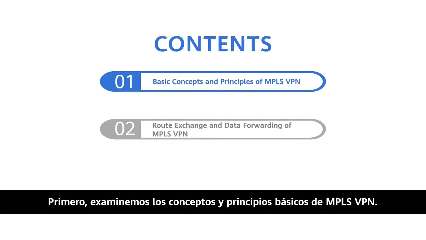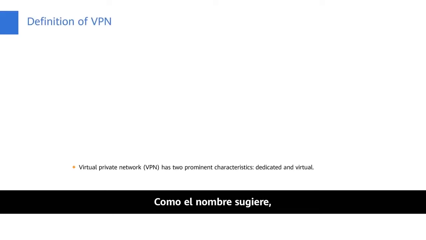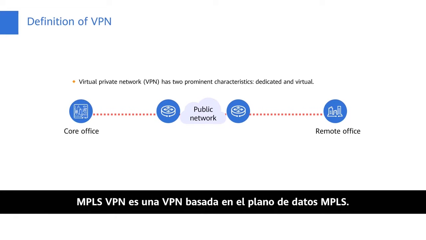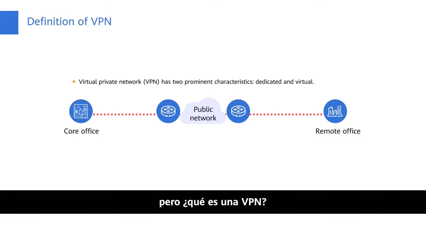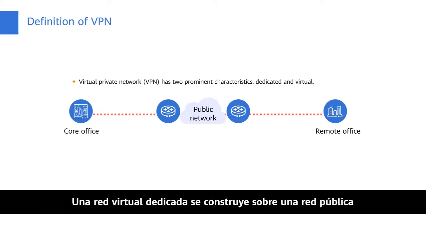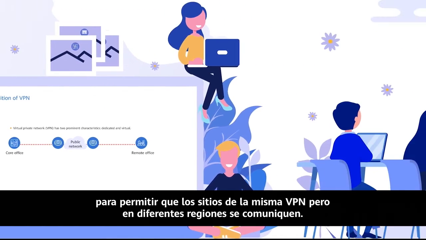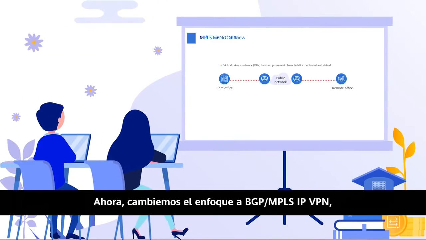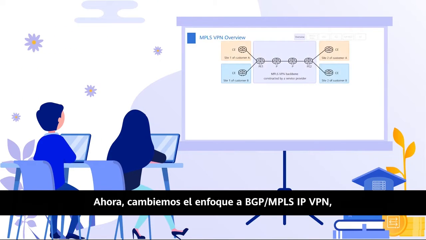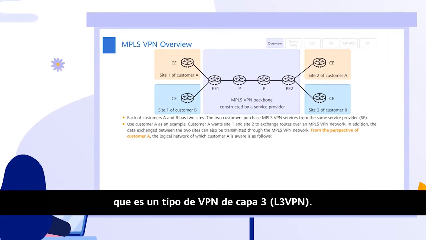First, let's examine the basic concepts and principles of MPLS VPN. As the name suggests, MPLS VPN is a VPN based on the MPLS data plane. We are already familiar with the concept of MPLS, but what is a VPN? A VPN has two characteristics: virtual and dedicated. A dedicated virtual network is constructed over a public network to allow sites of the same VPN but in different regions to communicate.